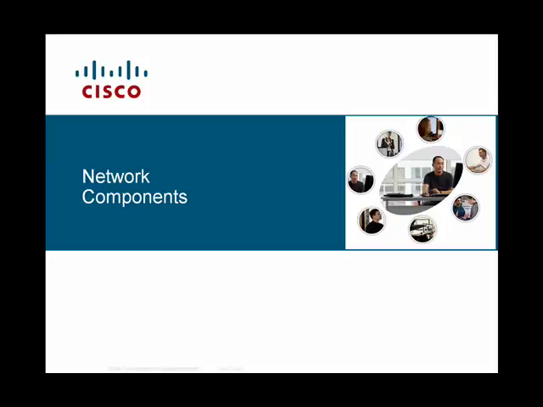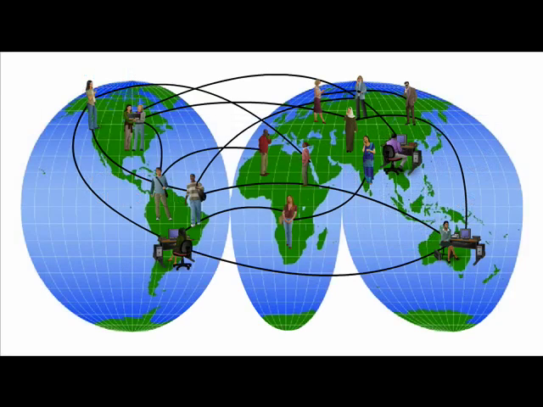Welcome. This video defines the key components of a data network and demonstrates how data communication takes place over a network. In order for us to send messages from one location to another, whether it's an instant message or an email, we rely on the web of interconnected networks.